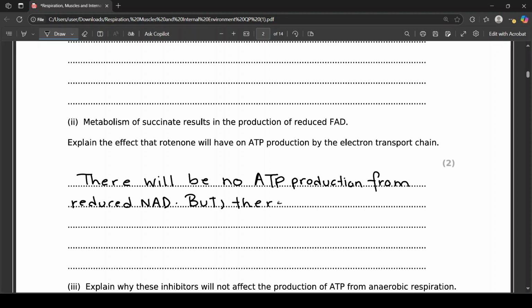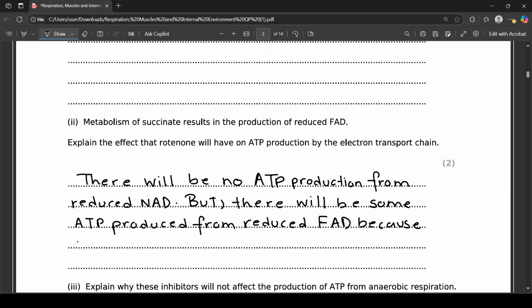But there will be some ATP produced from reduced FAD, because electrons from reduced FAD enter. So quite a long answer.